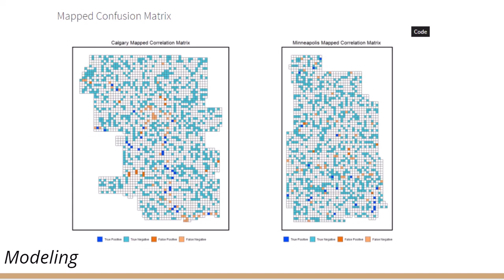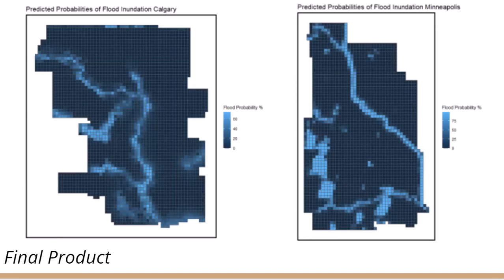This map shows the model results in colors. The gray grids are our training grids. This map helps us see where false positives and false negatives occur. This is the final product for the client, showing predicted probabilities of flooding for each grid cell.